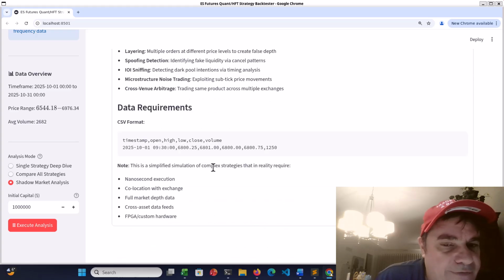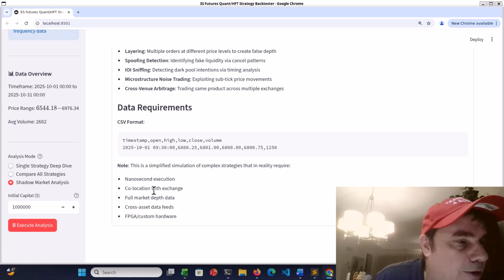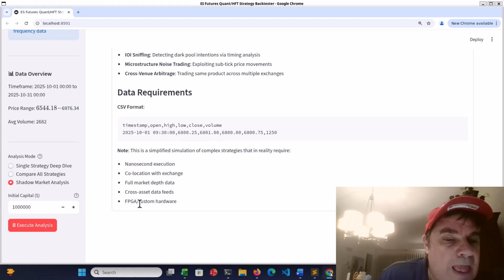And again, these are a reminder of the conditions. We're not providing nanosecond data. We're assuming this data will come from a third party co-located within the exchange with the full market depth as is set at 200. And there's other cross asset data feeds you could use. And the way to run it is on FPGA rig.